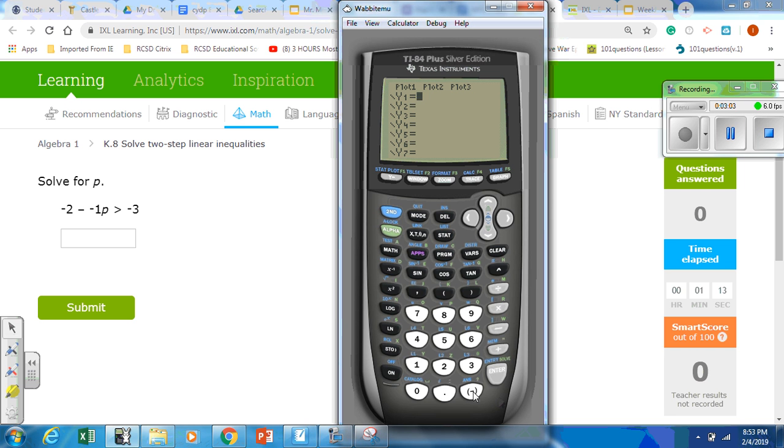So before I hit graph, here's my prediction. Anytime I have a negative in front of my X, it's going to change the direction of my inequality. Normally I would expect that because it is negative, this would go from being a greater than to a less than symbol. But I have to remember, a negative times a negative always gives me a positive. So my prediction is that it is going to stay greater than. So let's take a look. I hit graph.